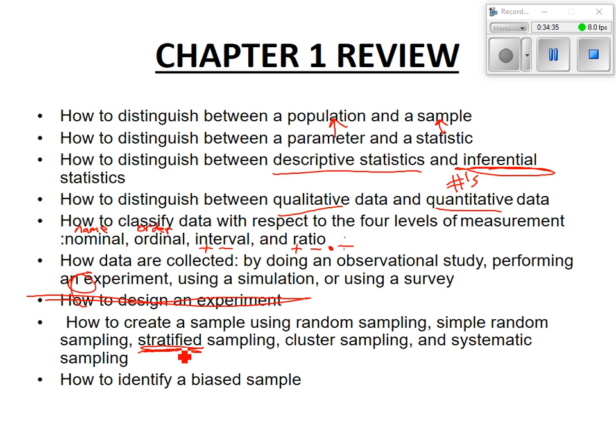So if we were doing the school, what would we do? Class. You go to class. You go to another class. All right, you take this many from the freshman class, this many from the sophomore class, this many from the junior class, this many from the senior class. Stratified. Cluster. This group. Certain groups.